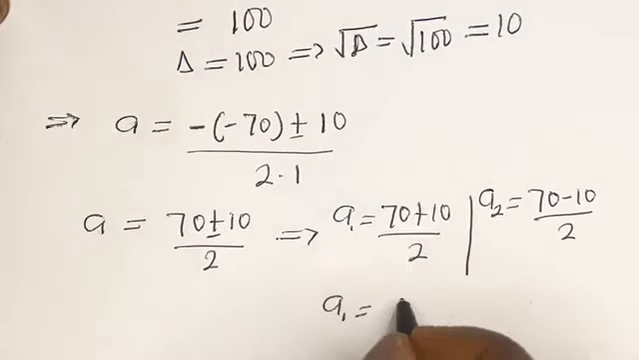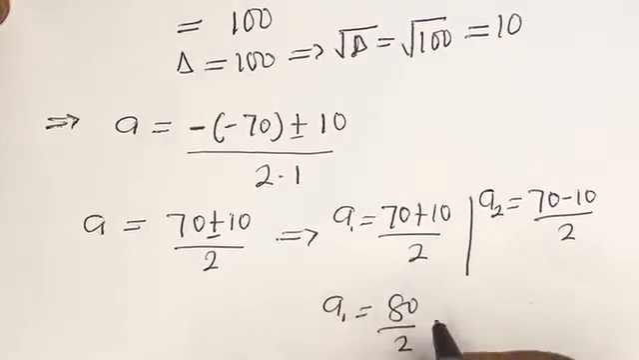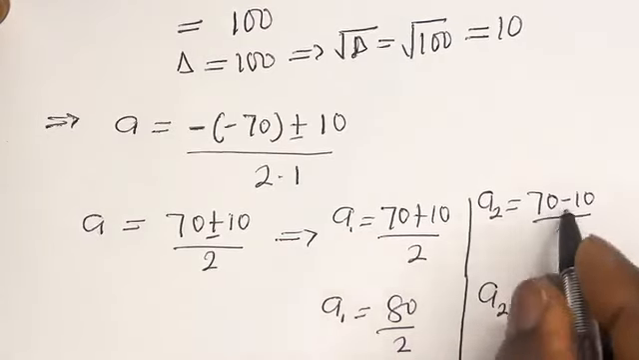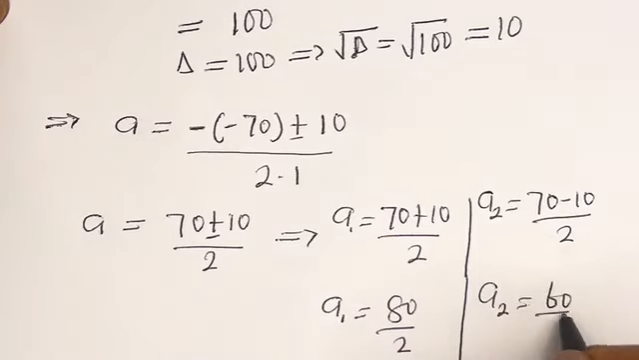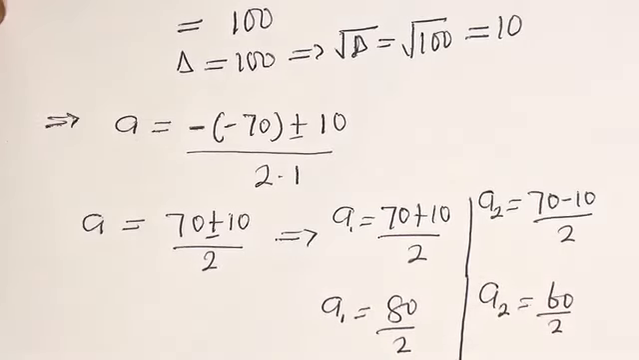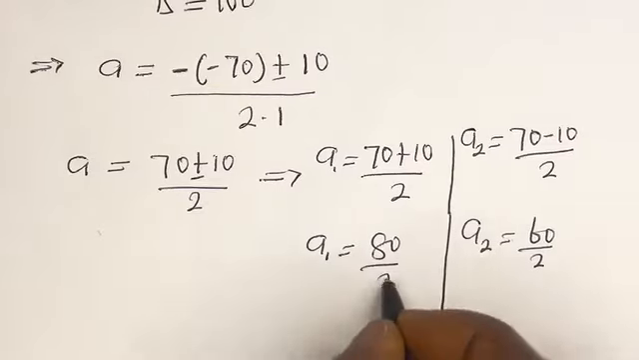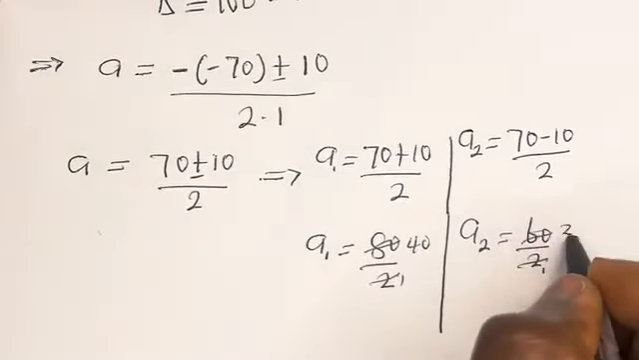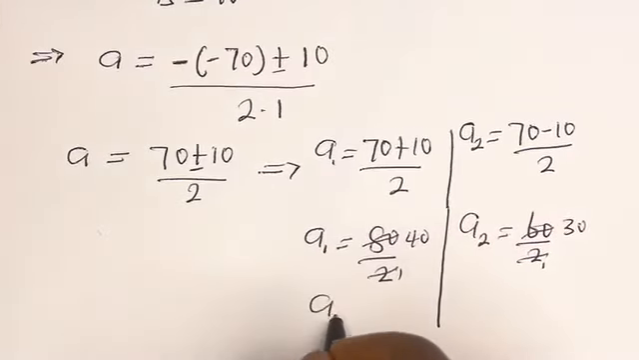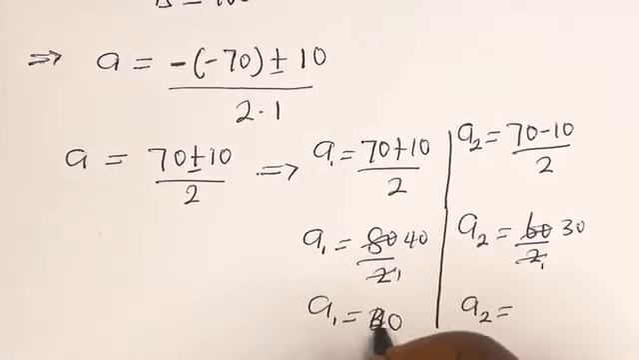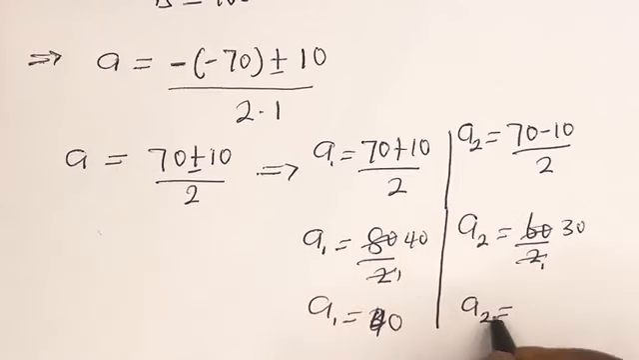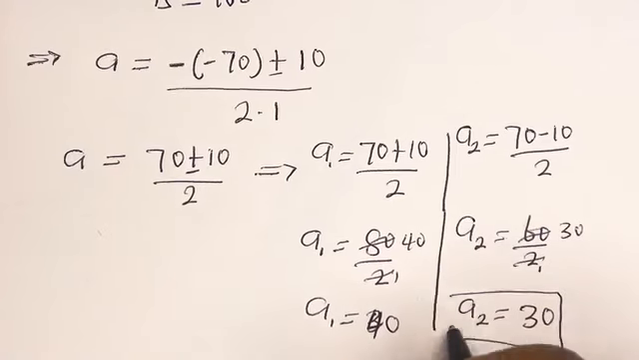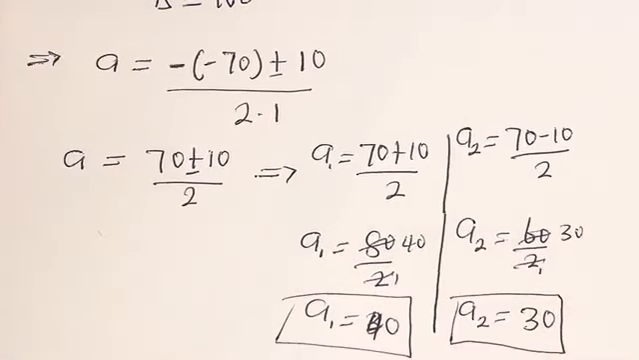A1 is equal to 80 over 2. Then A2 is equal to 70 minus 10, 60 over 2. 2 into 80 is 40, 2 into 60 is 30. A1 is equal to 40 and A2 is equal to 30. These are the values of A. We've got the values of A1 and A2.